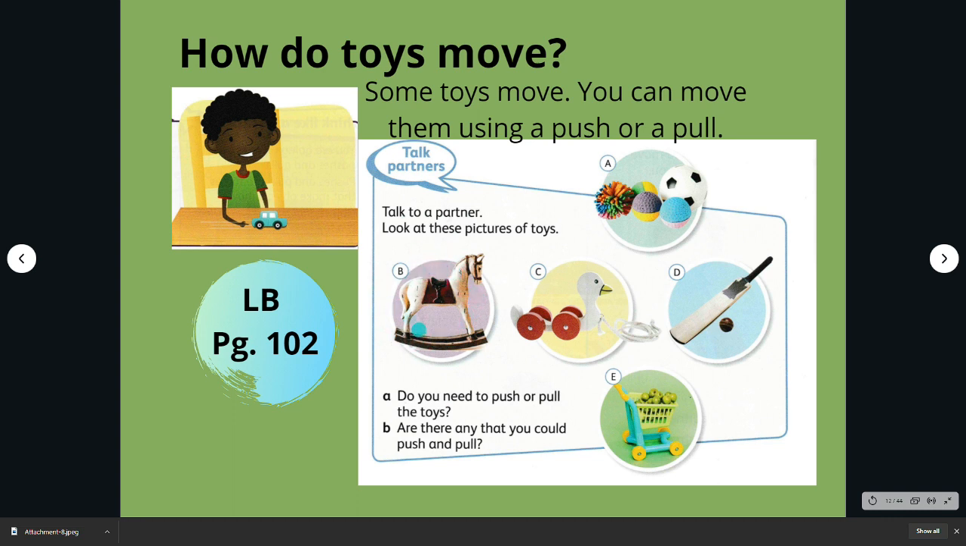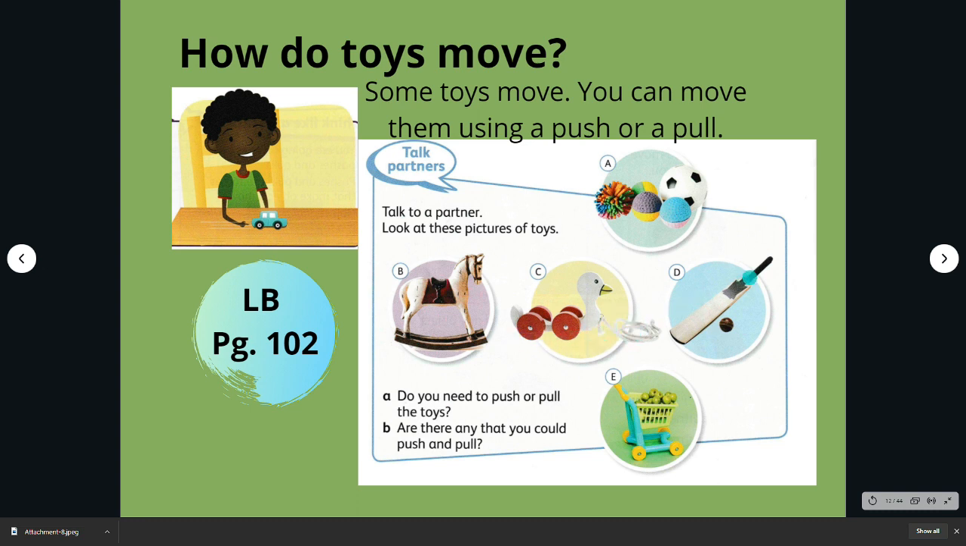When children use their upper body strength to force their weight forward and downward on the horse, the rocker tilts forward and backward to create the rocking movements. So, both push and pull are needed in this picture. Let's see this one. As you can see, the string used pull for it to move.